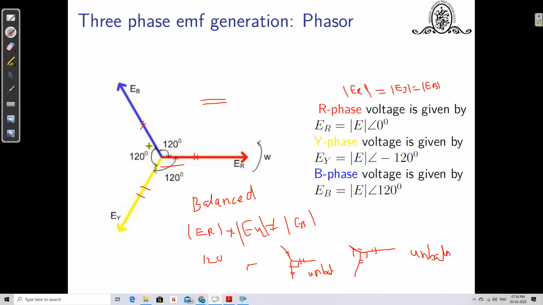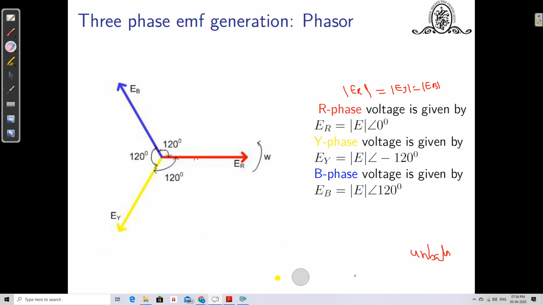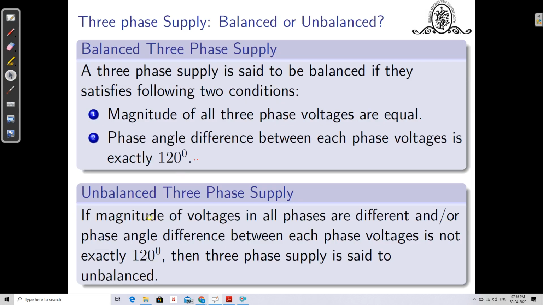So the only balanced case is when the magnitudes are equal and phase angle difference is exactly 120 degree, then only the supply is said to be balanced. If any condition is unsatisfied, then it is called unbalanced supply voltages. If the magnitudes of voltages in all phases are different and or the phase angle difference between each phase voltage is not exactly 120 degree, then the three phase supply is said to be unbalanced.